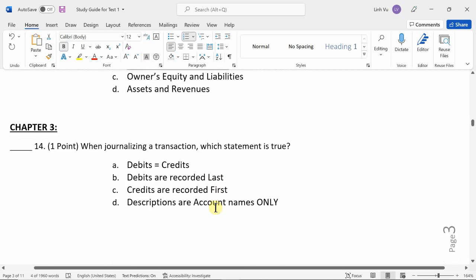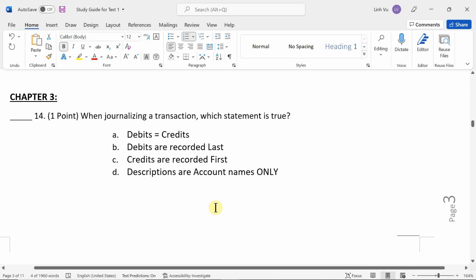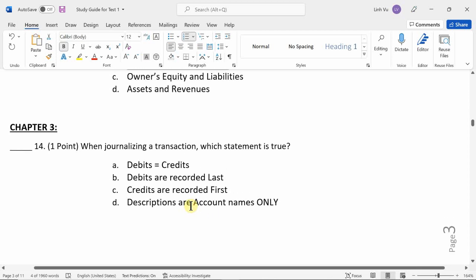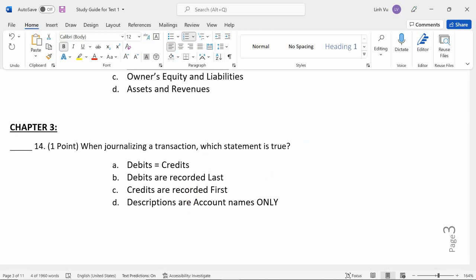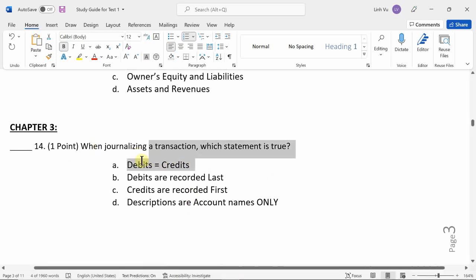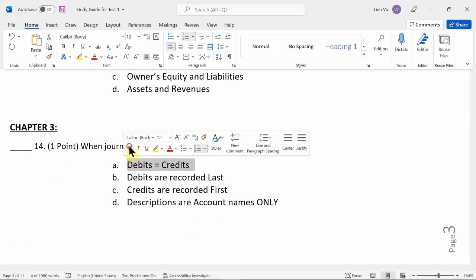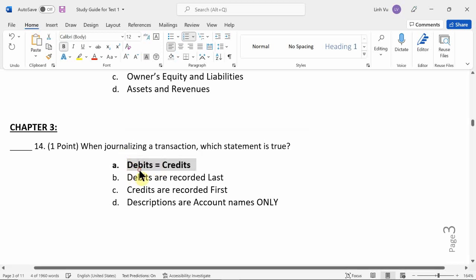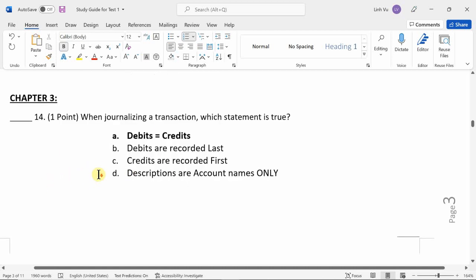All right, moving into chapter 3 now. When journalizing a transaction, which statement is true? Debits have to equal credits. Yep, your debits must equal credits. Cannot live without this. This is the key fundamental rule here. If you have an action, you must have an equal and opposite reaction. So your debits must equal your credits.